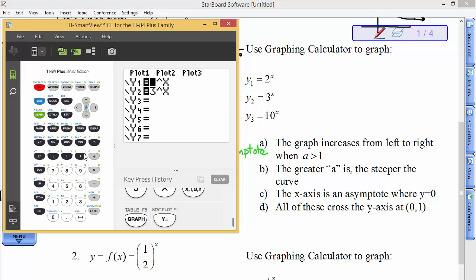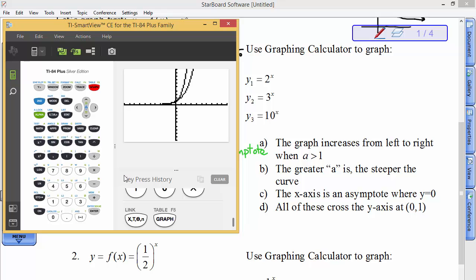And then let's go down here and put in 10 to the x power, and watch how steep this one is. Very steep, very dramatic. That's because 10 to the first is 10, 10 to the second is 100, 10 to the third is 1,000, whereas 2 to the third is only 8.